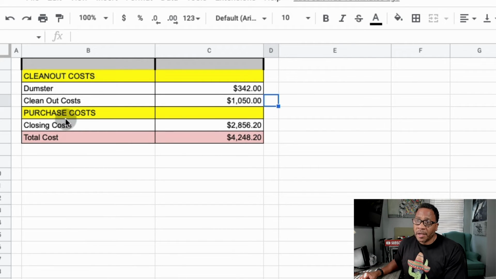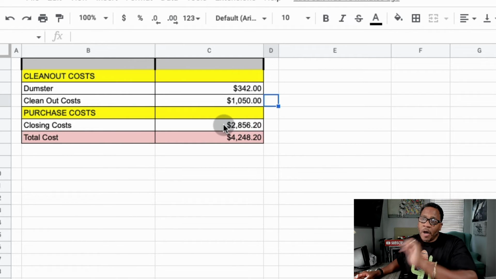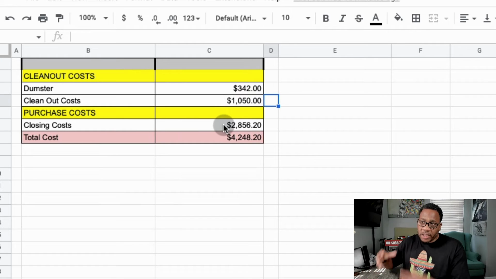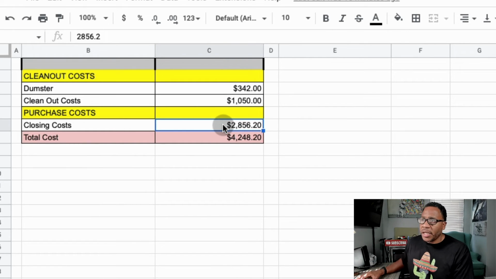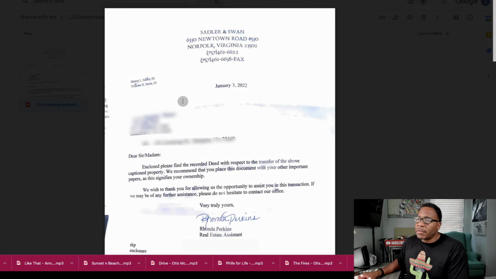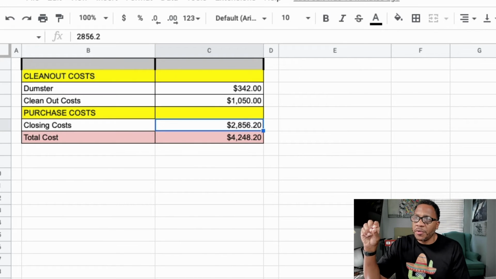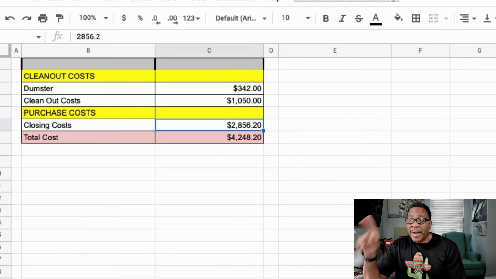The purchase costs. I paid my closing costs and I paid the homeowner's closing costs because we actually closed on the house. We used the lawyer. We transferred the deed. Just to show you, there's the deed right there, for this house. And those closing costs were $2,856.20. My total costs were $4,248.20. So imagine buying a house for about $4,300. That is the beauty of subject to.